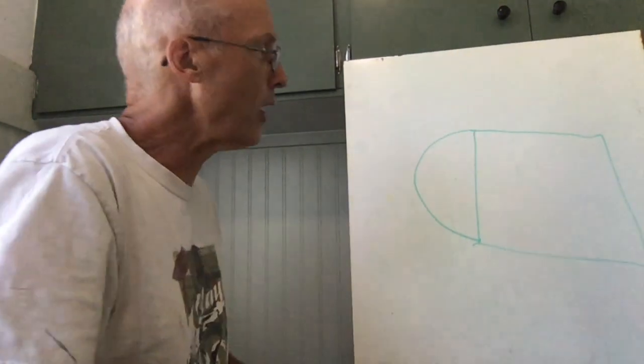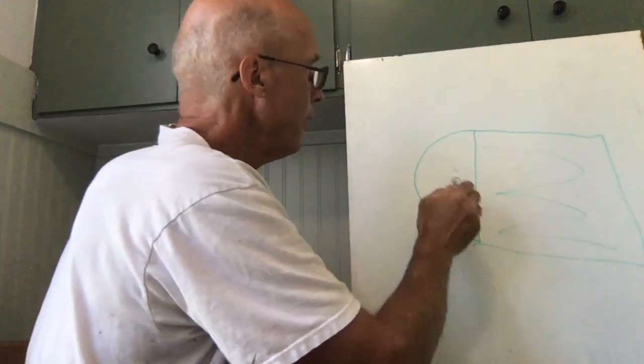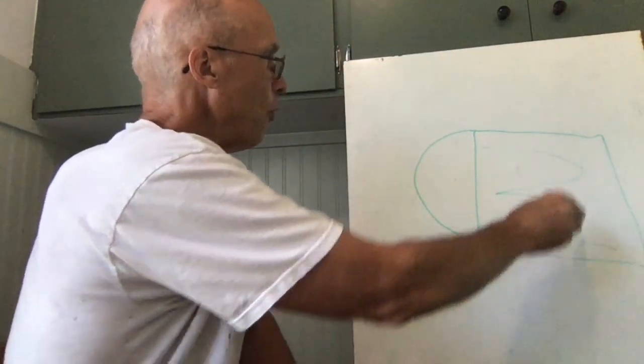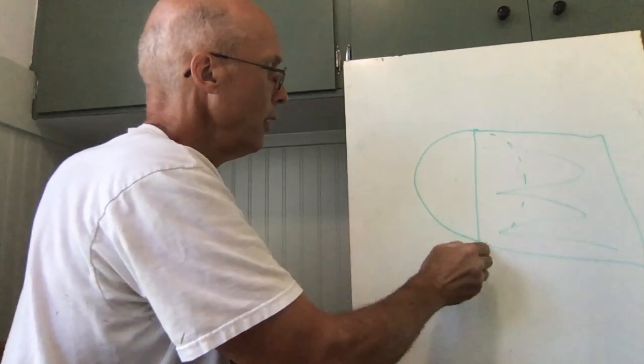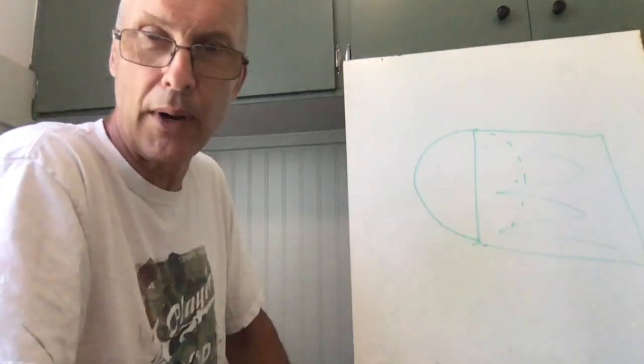So if we want to find the area of this, all we're going to do is find the area of this square, and find the area of the whole circle, cut it in half, and then add this area plus this area, right?